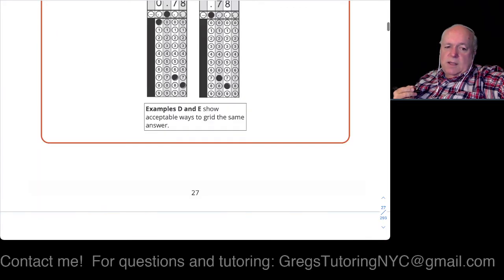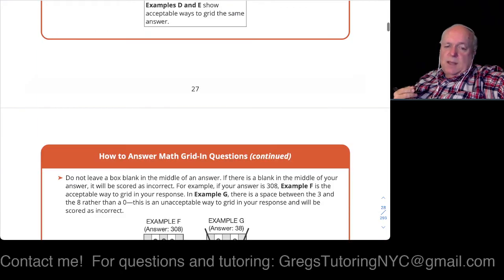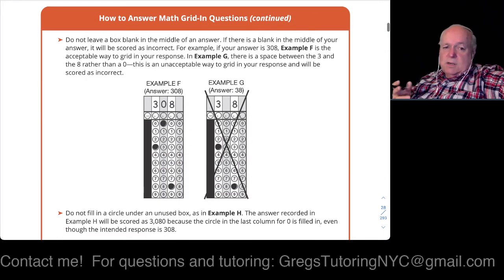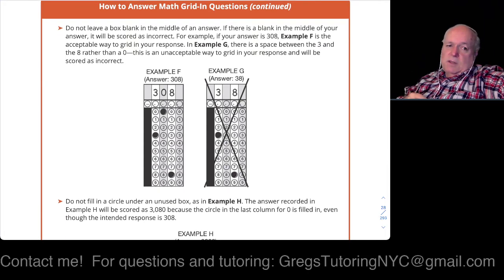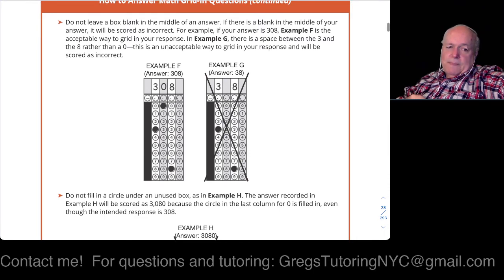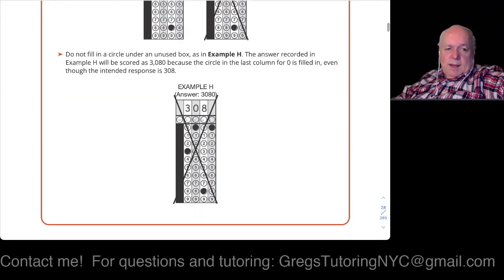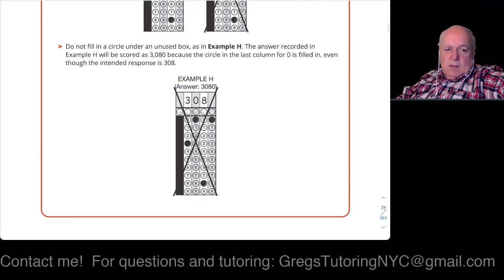They're explaining this in a whole bunch of pages, probably because enough kids do lose points. They get the right answer and then do something like this last choice here. The answer should have been 308, and they put 3 space 8. They're telling you don't do that. And in this case, they did 308 in words, but the last thing there, if you notice, they put a 0 into there.